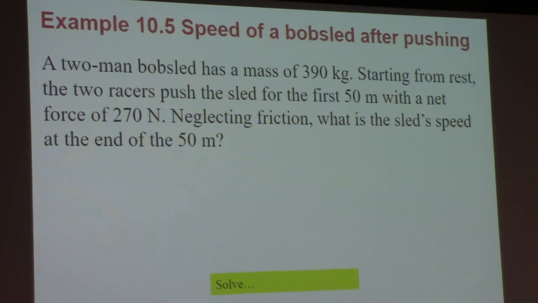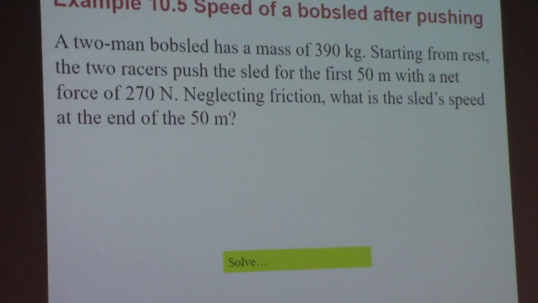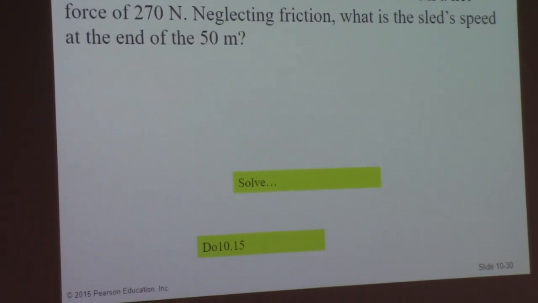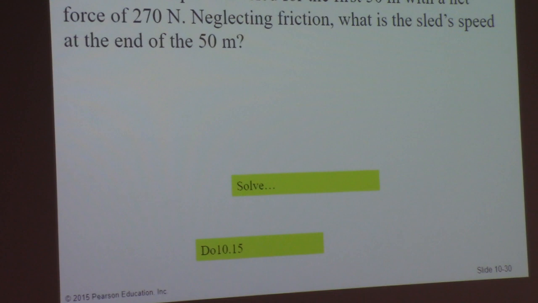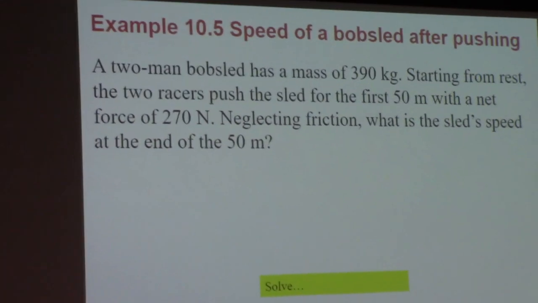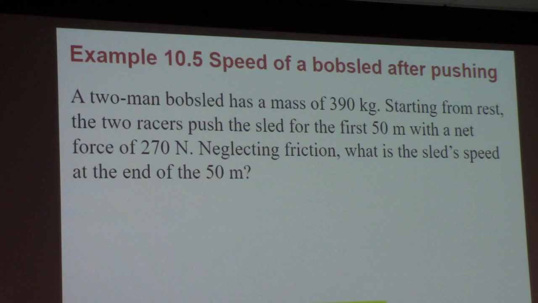And here's an example. A two-man bobsled has a mass of 390. Starting from rest, the two racers push the first 50 meters with a net force of 270. Neglecting friction, what is the sled's speed at the end of 50 meters? Good, so we can use the work energy theorem to get this. Knowing the force and the mass, you could figure out the acceleration, and then with a displacement of 50, starting from rest, you could use kinematics to figure out how fast you're going. With the work energy theorem, though, we can just do this in one step. So let's solve this one and then look at another one from the homework.